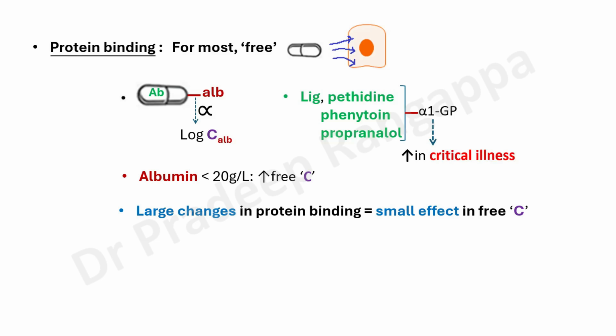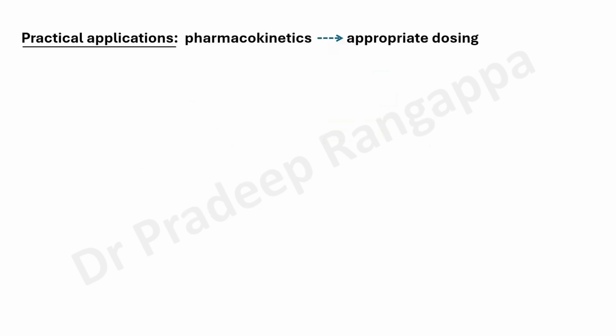So basically what it tells you is, although many drugs may be dependent on albumin, albumin deficiency not necessarily will have a profound impact on the free concentration of the drug because the effect is minimal. That's what we get to understand about the science.